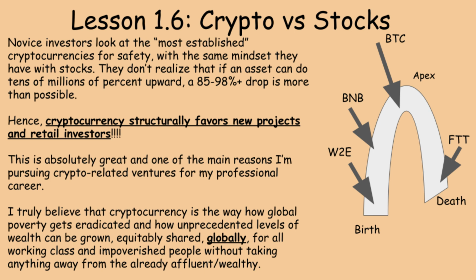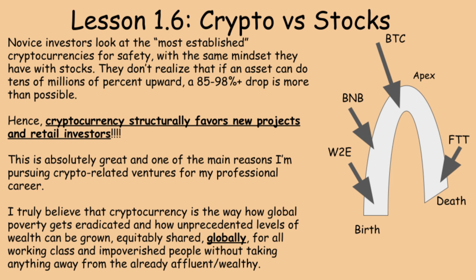Novice investors look at the most established cryptocurrencies for safety with the same mindset that they do with stocks. They don't realize that if an asset can go up tens of millions of percent, then a drop of 85% to 98%, realistically, sometimes with cryptocurrencies a 99.9 or 99.5% drop, is more than possible. You just have to do the math on that. Hence, cryptocurrency structurally favors new projects and retail investors.